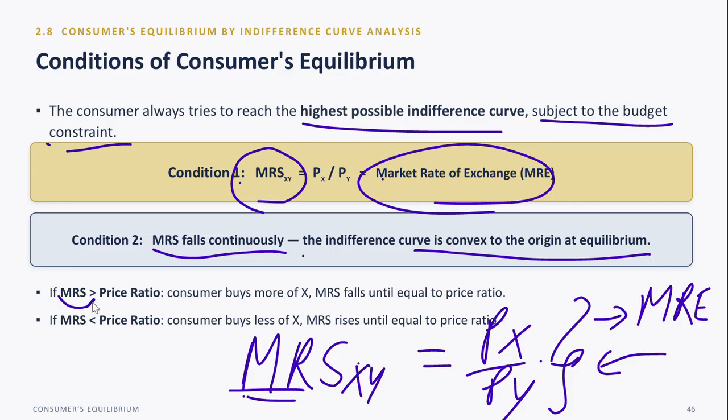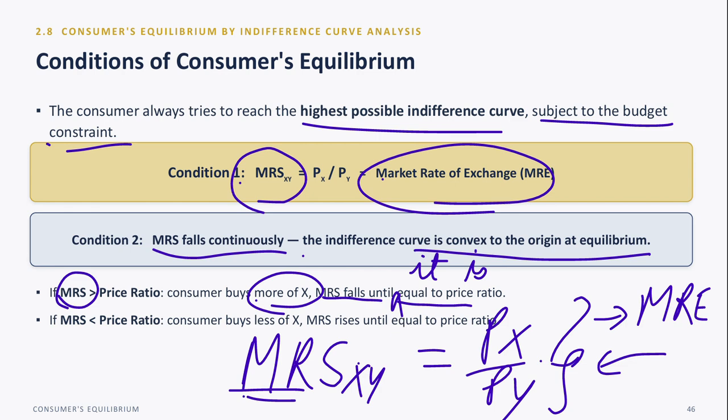Fine. If MRS comes to be greater than the price ratio, then the consumer would buy more of X. MRS falls until equal to the price ratio. So the consumer would buy more of the X commodity until the marginal rate of substitution starts falling and becomes equal to the price ratio. Secondly, if MRS is less than the price ratio, the consumer is going to buy less of X commodity because MRS would again rise until it is equal to the price ratio.